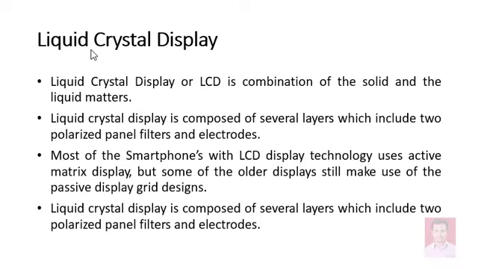Liquid crystal display or the LCD. If you see, it is a combination of two types of states of matter. One is a solid and second is the liquid. The liquid crystal display, if you open it up, consists of many layers, and the main parts are the polarized plane filters and the electrodes. The polarized panel filters decide the direction of the light falling on the last panel. That is what the display shows.